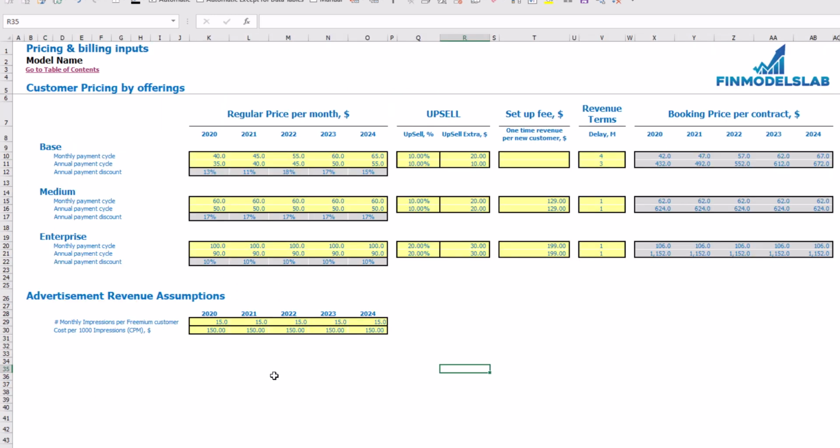Additionally, you have another revenue stream which you can set up here. This is advertisement revenue, which works on the CPM approach. So you have monthly impressions per freemium customer per month, 15 for example, and cost per 1000 impressions, which is CPM, for example 150, 165, 170, 185 and 200 in year 24.